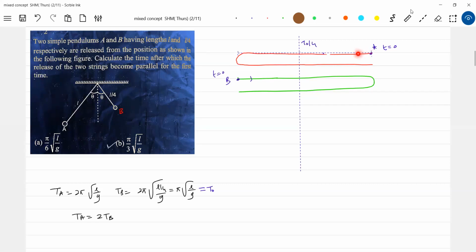So at T equals 0, what will happen? This will be at T naught by 4. In T naught by 4, what is the time taken by it? It will be 2 T naught. So how much time will it take to be here? T naught by 4. For this, it will be T naught by 2, then 3 T naught by 4, and this will be T naught.